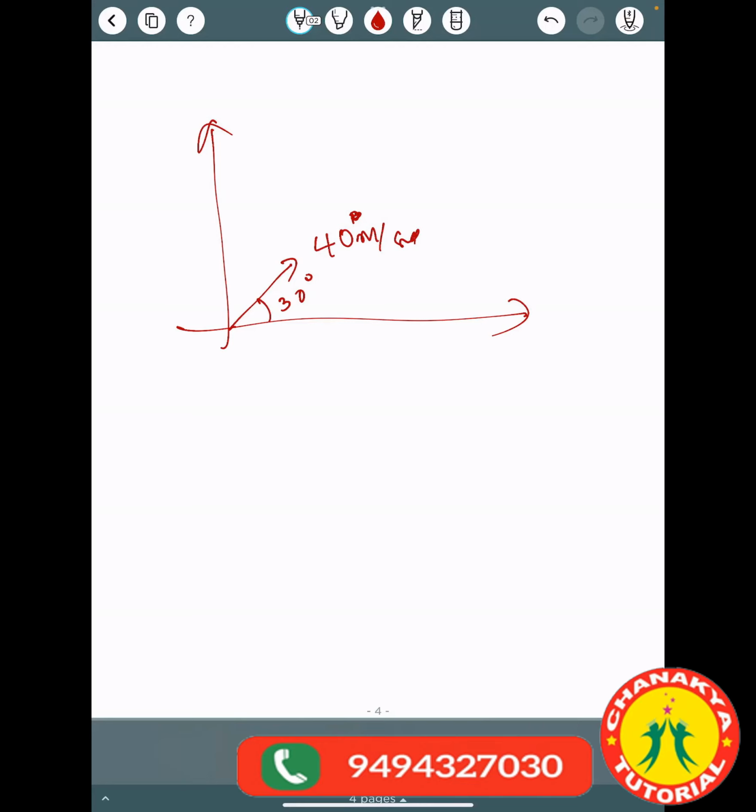First, we'll put it in terms of sine and cos. So this will be 40 cos 30, and 40 sin 30. So this will become 20, and this will become 20 root 3. Then we calculate the time and then we multiply it.